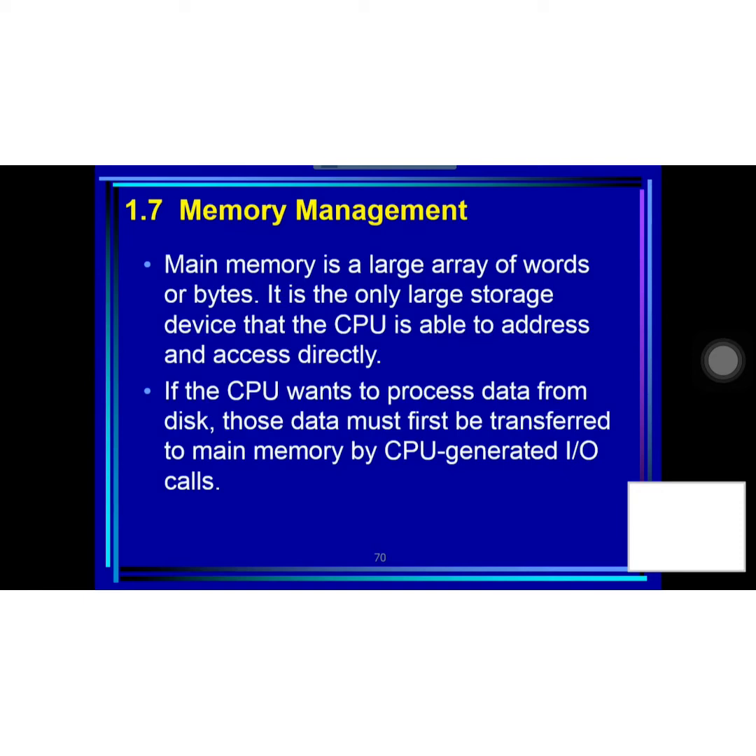For a program to be executed, it must be mapped to absolute addresses and loaded into memory. As the program executes, it accesses program instructions and data from memory by generating these absolute addresses. Eventually, the program terminates, its memory space is declared available, and the next program can be loaded and executed.